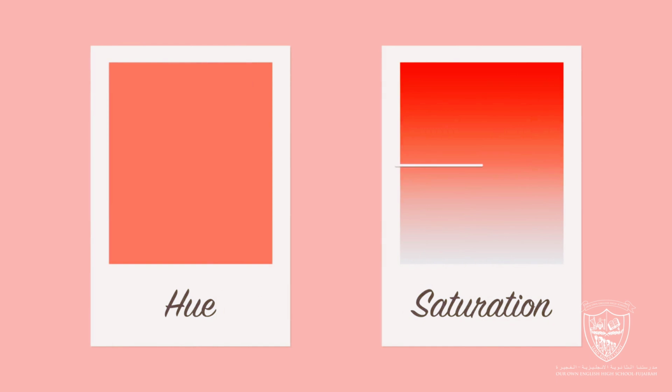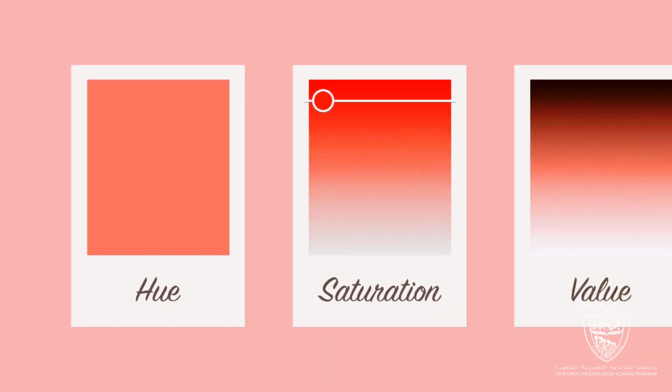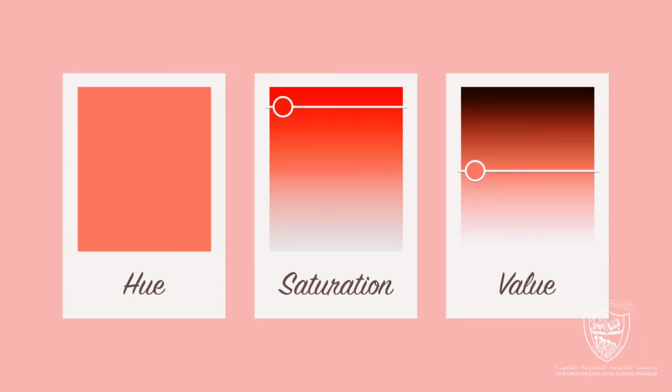Saturation refers to intensity. In other words, whether the color appears more subtle or more vibrant. Value has to do with how dark or light the color is, ranging from black to white. As you can see, this gives us many different shades, from a deep reddish brown to light pastel pink.